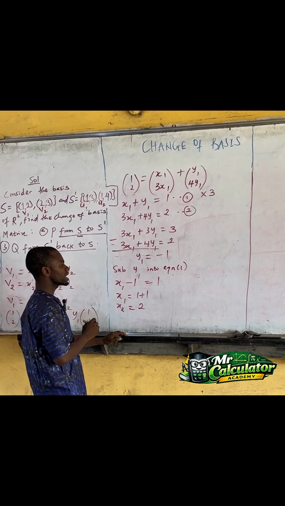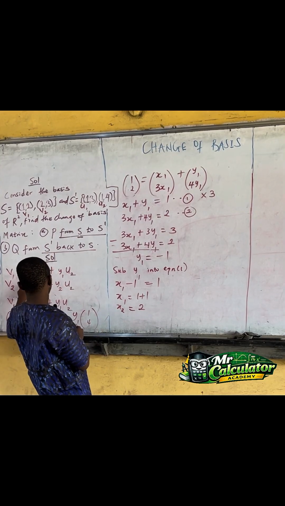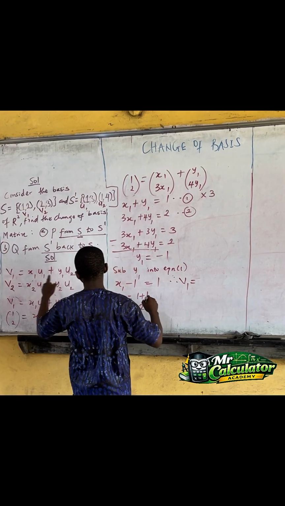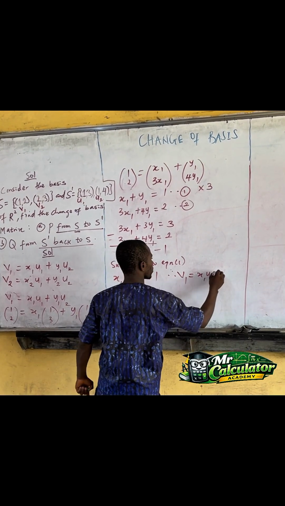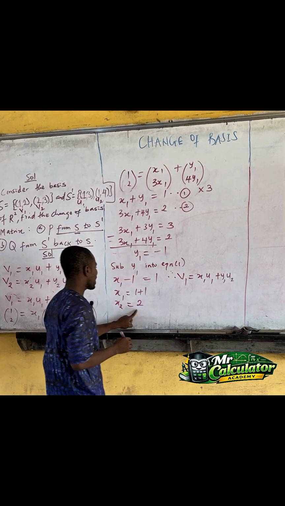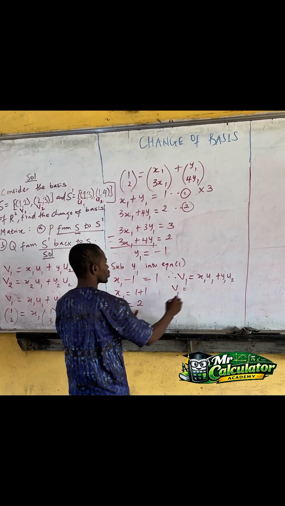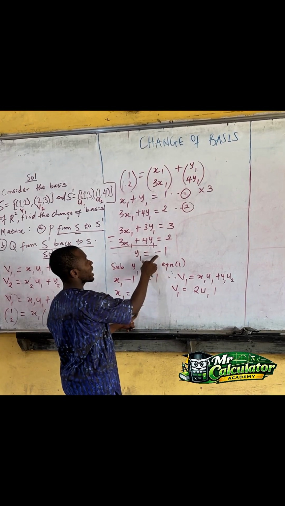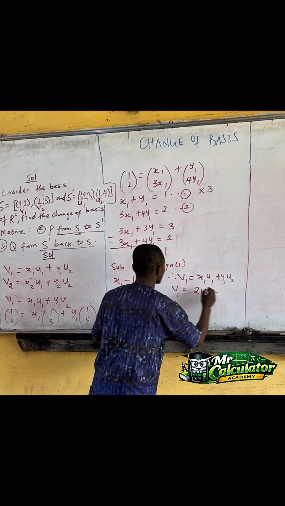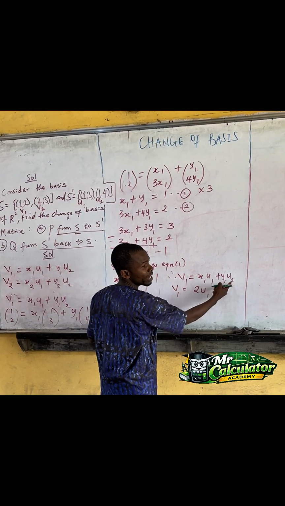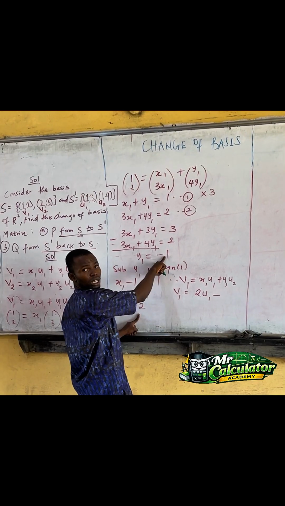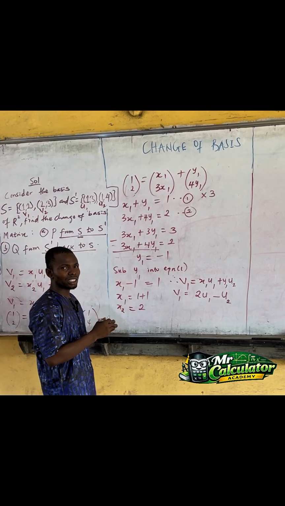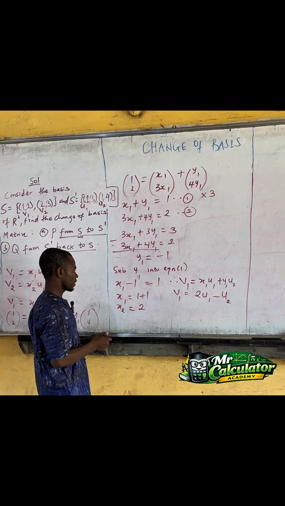But don't forget, the question says we want to write this as a linear combination, which means therefore v1 equal to x1 u1 plus y1 u2. What is my x1? My x1 is 2. So 2 u1 plus, supposed to be plus, but because of the minus in y1, it will now be minus 1 times u1, minus u2. Minus 1 times u2 is minus u2. This is my first basis.